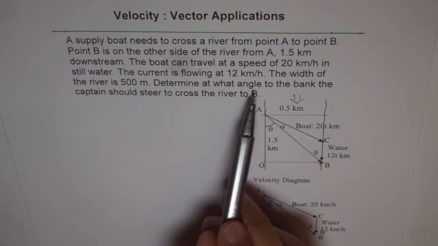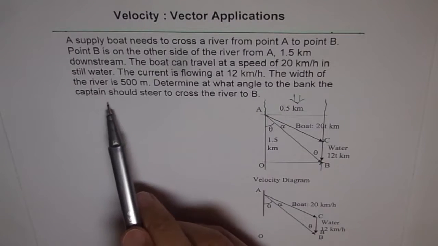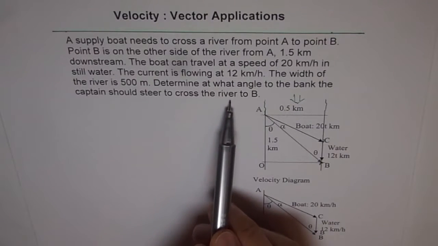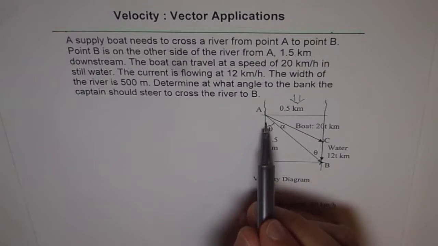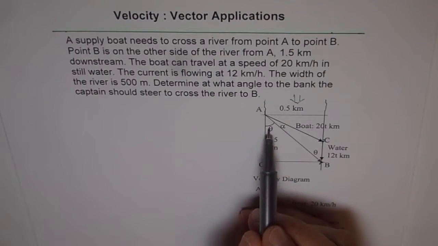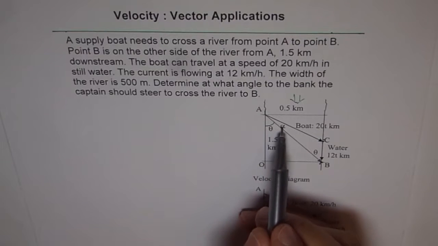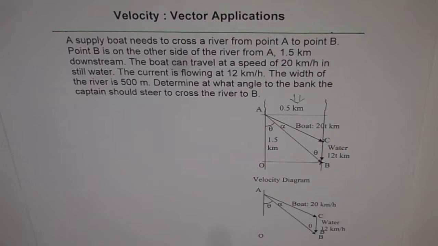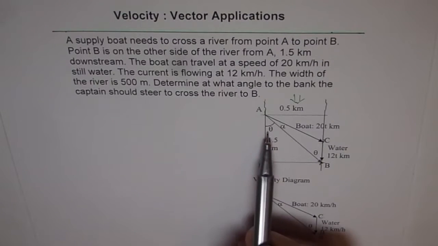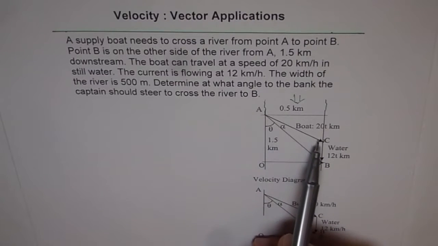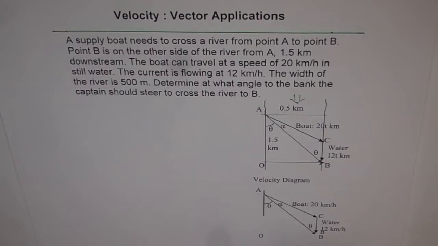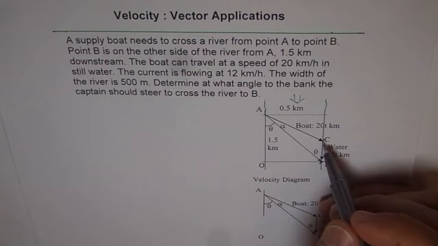Determine at what angle to the bank the captain should steer to cross the river to B. So that is the bank and the angle with the bank. That means in this diagram, theta plus alpha, both added together, gives you the angle for the boat to be steered, right? So I think the diagram is self-explanatory.